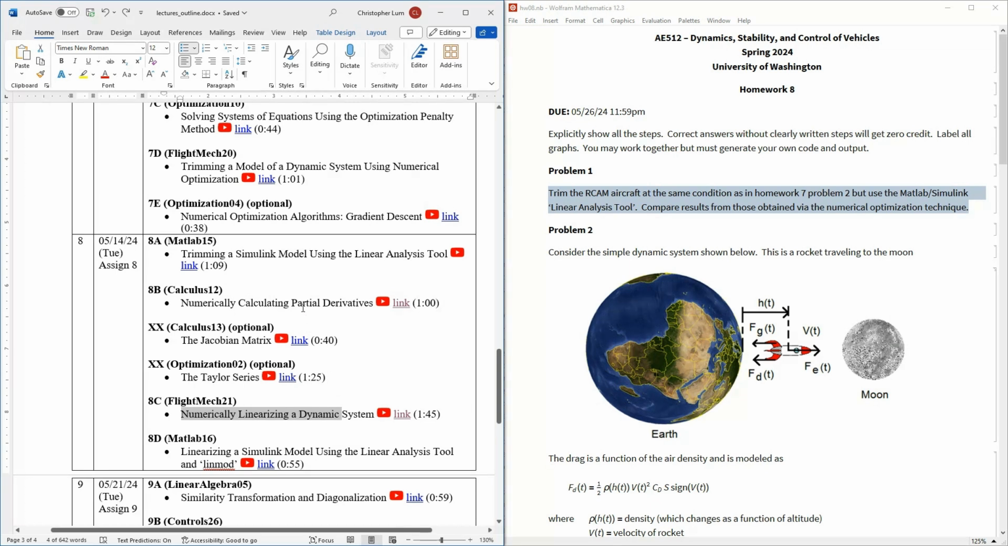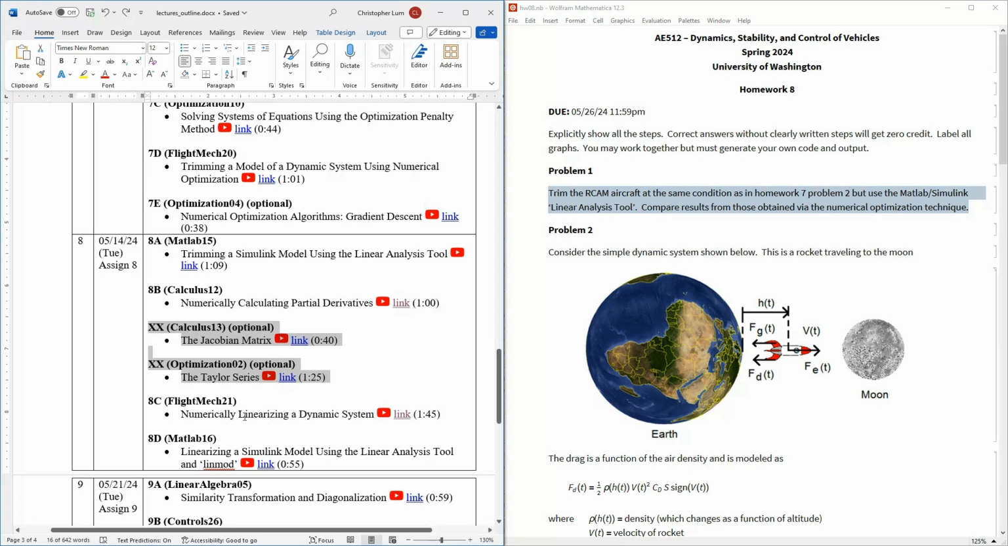Now, what I will mention is that in between, there are two potential videos you might want to check out. These are two optional videos, and they are prerequisites because I know you've already seen these in AE501 or in a previous math class. If you want a refresher on things like what a Jacobian matrix is and what the Taylor series is, feel free to check out these two videos, but if it's fresh in your mind, feel free to skip these.